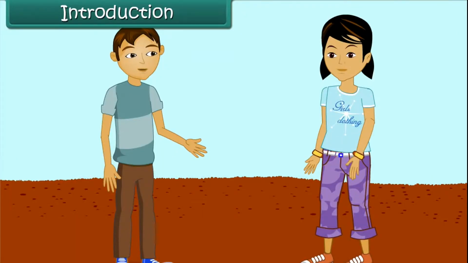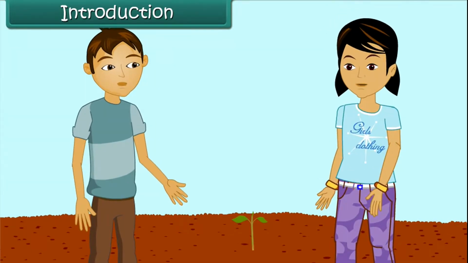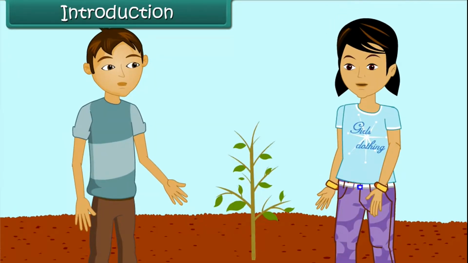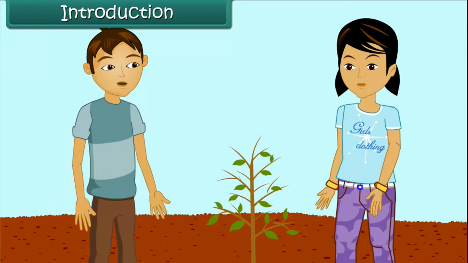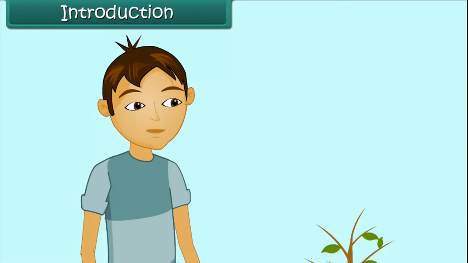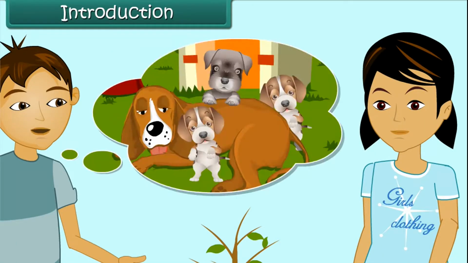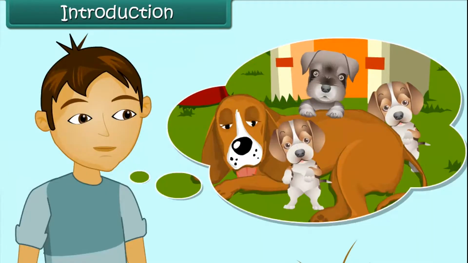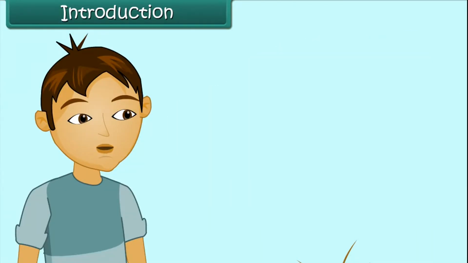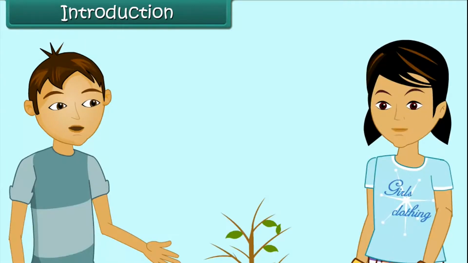But why are you sowing these seeds? It's simple, Aman. When seeds germinate in the soil, a new plant will grow up. That's interesting. Do all plants grow due to seeds? No, Aman. There are various methods by which plants reproduce. You mean to say that, like the animals, plants also reproduce? Yes, Aman. This has created an interest in me to learn about the reproduction in plants.